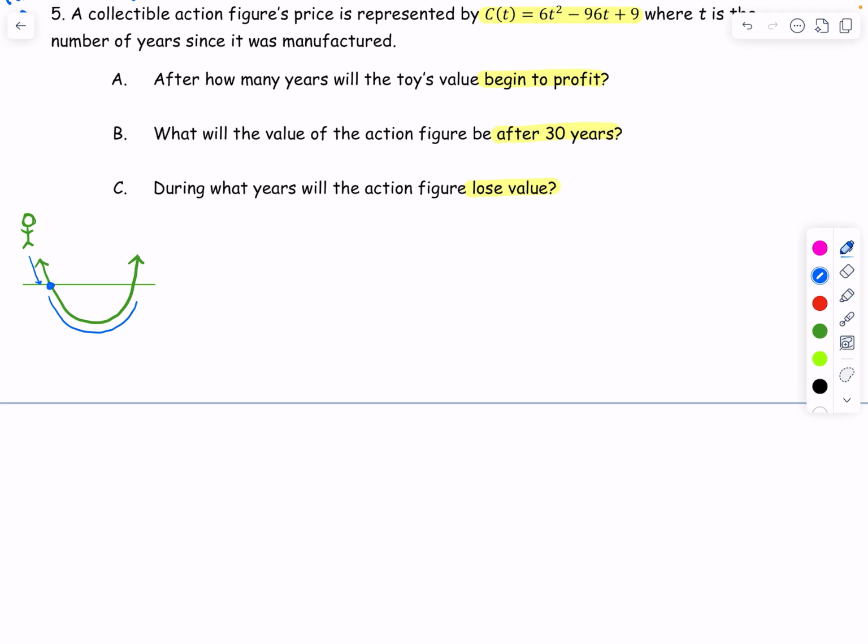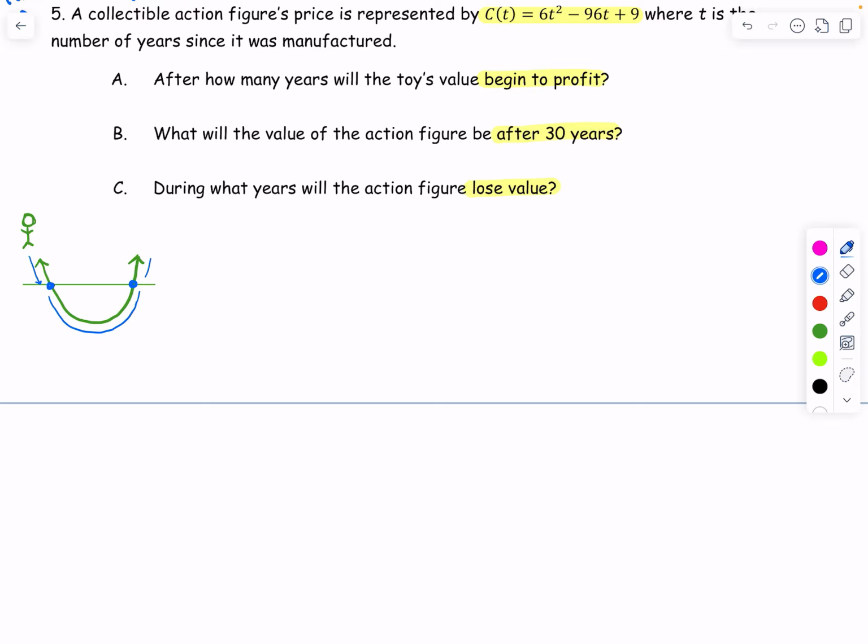But what happens is that child turns into somebody who collects something, and that child's like, hey, I want that toy back. So that toy is all of a sudden now worth something many years later. It increases in value, and this is when it becomes a collector's item. This is when whoever has it to sell will begin to get profit.